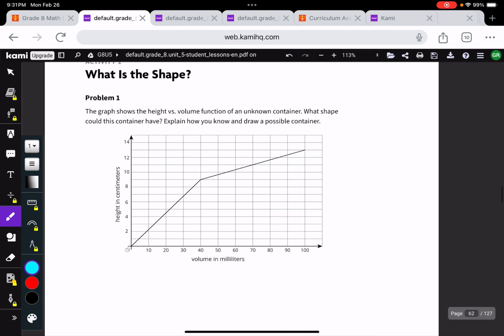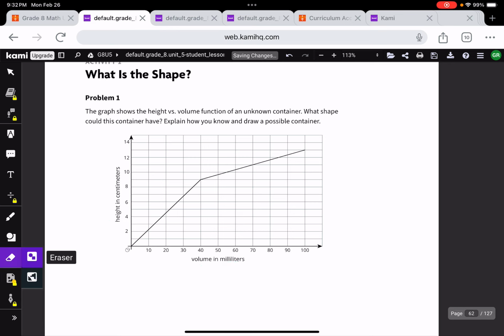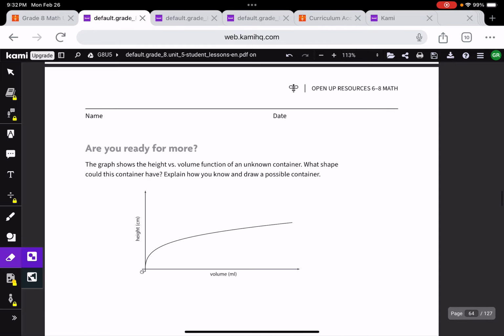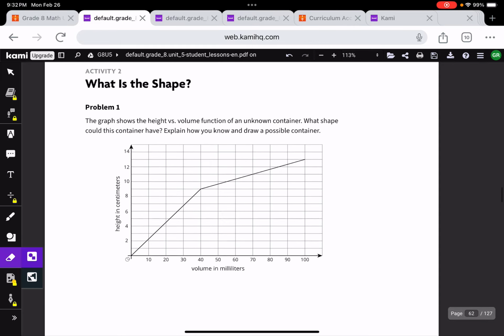So what do you think's going to happen here? Look at the graph of this cylinder. This is one, I'm not graphing two, I'm graphing one unknown container. And it also shows the height of the container as a function of its volume. The height depends on its volume. So if that's the case, what shape is this? Explain what you think it is and draw a possible container. And by the way, if you need a quick tutorial on that, I think they actually do it in the next lesson, it's kind of annoying because they do it in the next lesson.